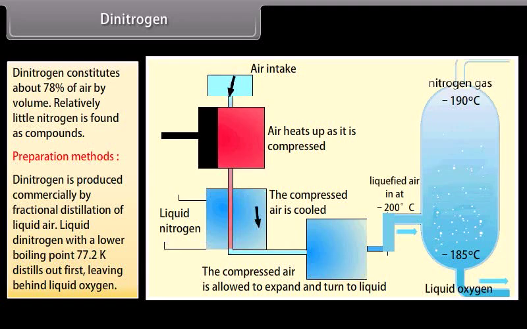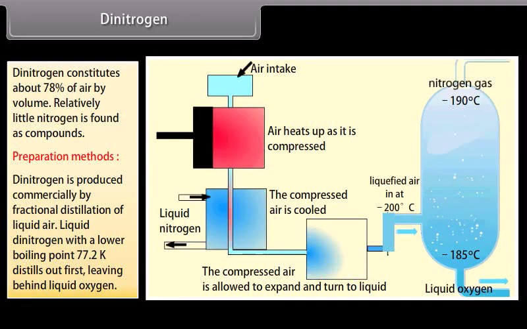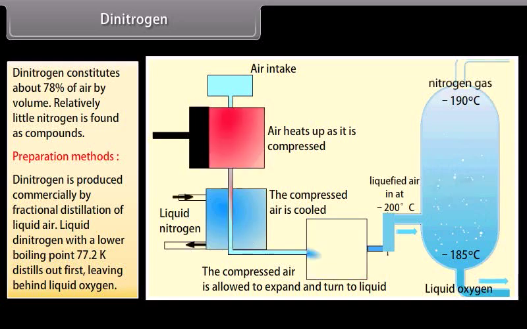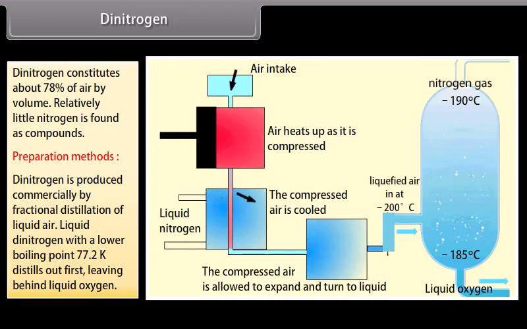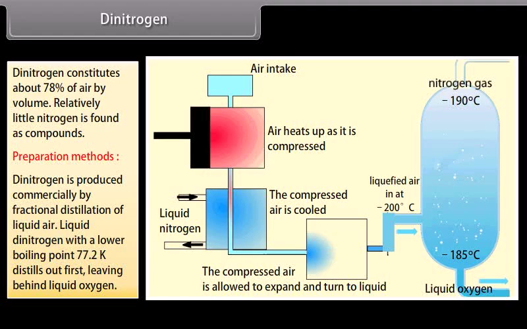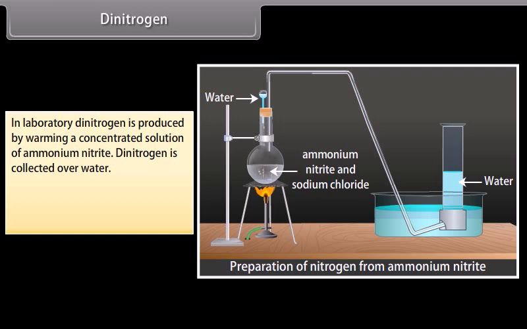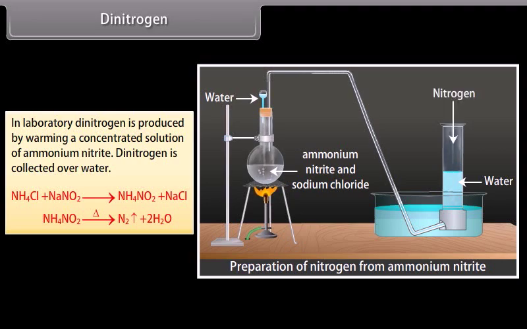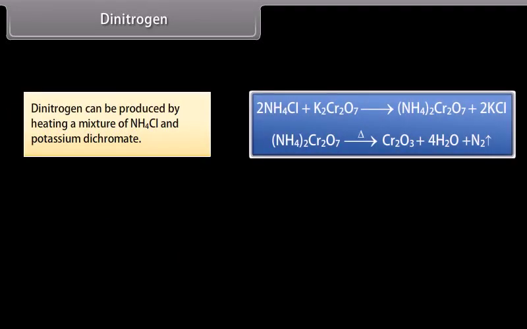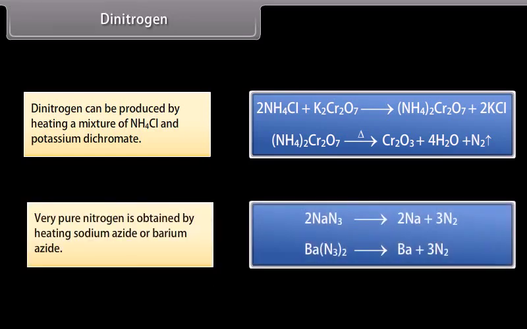Dinitrogen is produced commercially by fractional distillation of liquid air. Liquid dinitrogen, with a lower boiling point, 77.2 Kelvin, distills out first, leaving behind liquid oxygen. In the laboratory, dinitrogen is produced by warming a concentrated solution of ammonium nitrite. Dinitrogen is collected over water. Dinitrogen can be produced by heating a mixture of NH4Cl and potassium dichromate. Very pure nitrogen is obtained by heating sodium azide or barium azide.